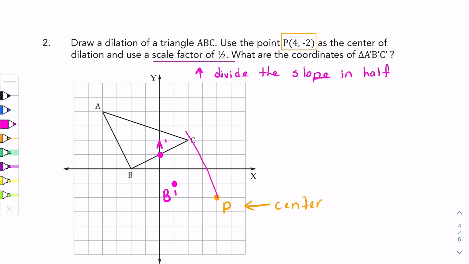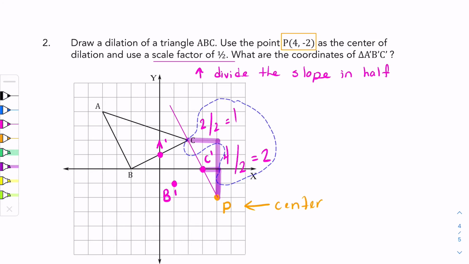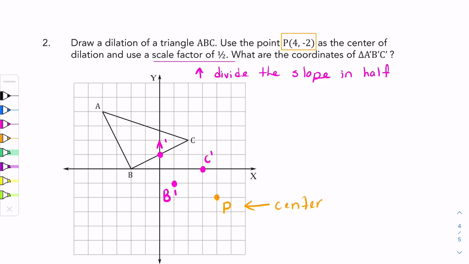And from P through point C gives us a slope of 4 over 2. 2 divided by 2 is 1. 4 divided by 2 is 2. I'm going to go up 2, going to go over 1. That's going to be point C prime. I have my 3 points. I'm going to connect them for my final image. And that is my final answer.